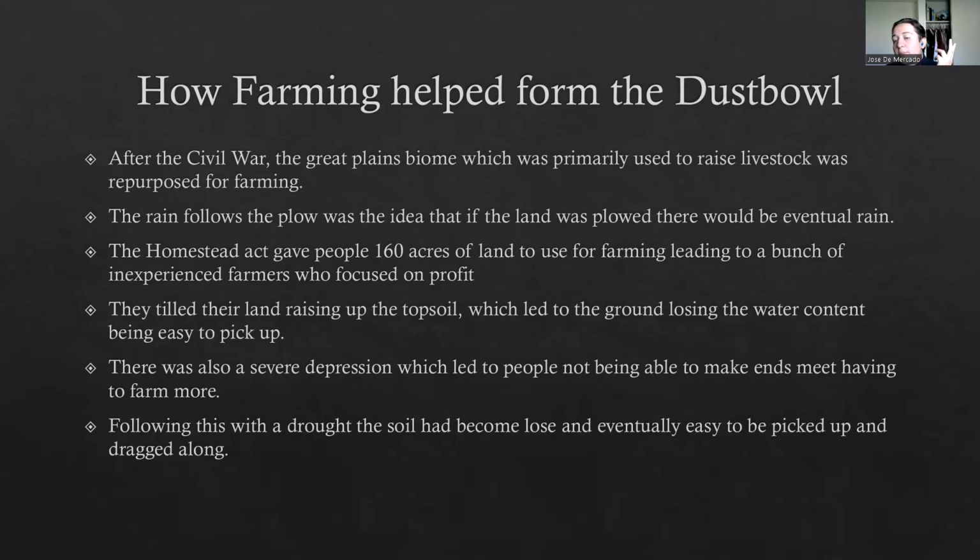And then there was also a severe depression. The Great Depression actually happened during this time, which led to farmers deciding to farm more of their land because they needed to keep up crop outputs in order to make profits. And when some of these things didn't sell because no one had money to buy wheat, barley, or rye, it just led to all those crops withering up and the soil coming loose with it.